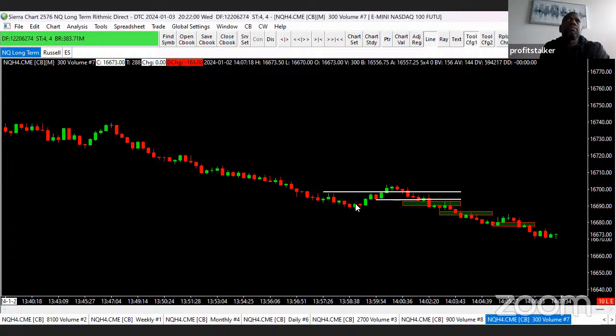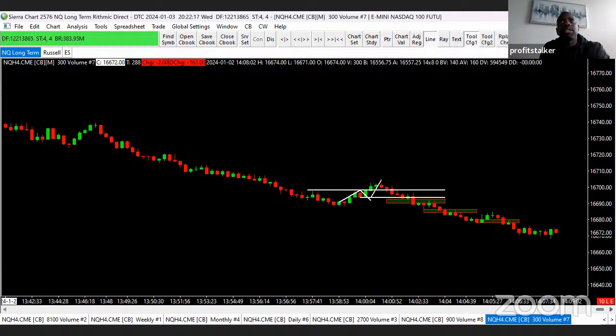ABC pattern. A, B, C. Same thing. You enter, this is your timing mechanism, and that's how you enter the trade to the downside. So that's the third trade of the day.